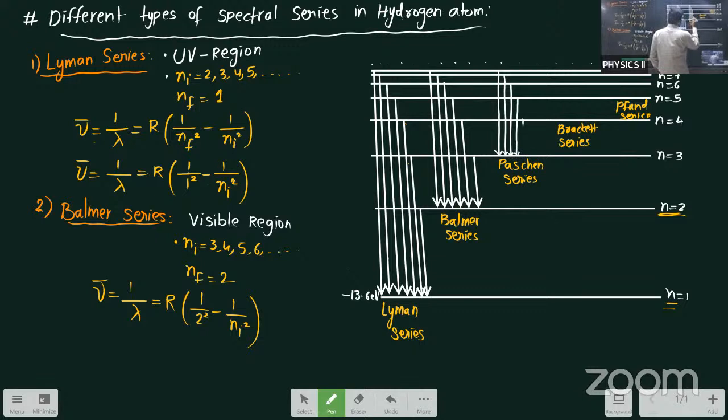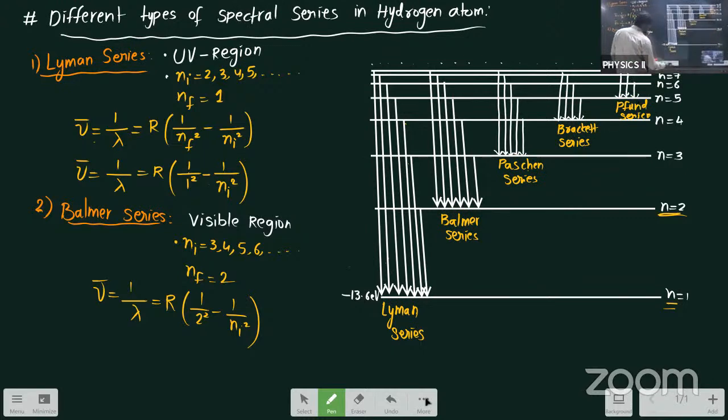So these are the discrete spectral lines. See here. So this will be which series? This will be Brackett series. And here we'll be having Pfund series.